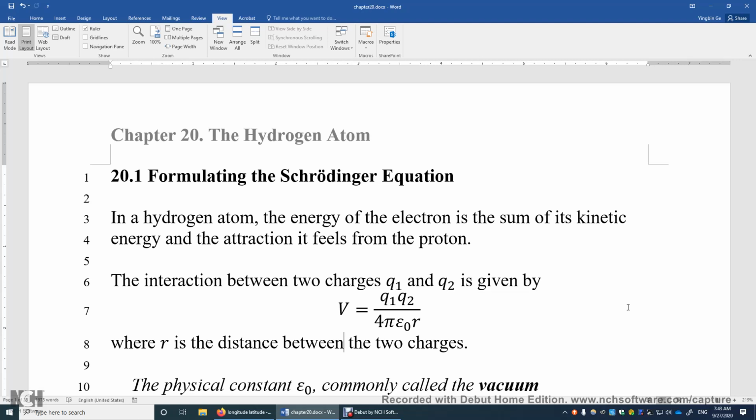The interaction between two charges, Q1 and Q2, is given by this equation. This V is the potential energy, Q1 times Q2 over 4 pi epsilon R. 1 over 4 pi epsilon is the so-called Coulomb constant. R is the distance between the two charges. When Q1 and Q2 have the same sign, we have a positive V. That's repulsion. When Q1 and Q2 have opposite signs, we have a negative V. It's attraction.